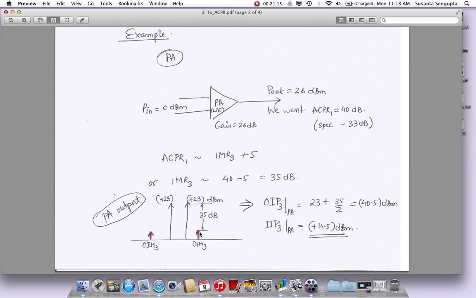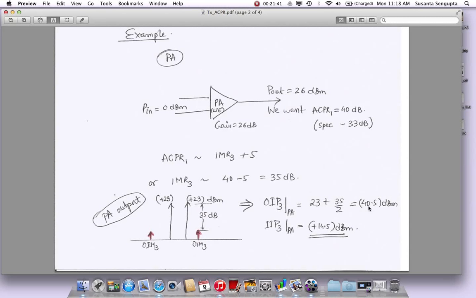If I just do this, I don't need to know how low the output IM3 value is. OIM3 is output IM3 because this is also P out. What I can directly calculate is what should be the output IP3 of the PA. The output IP3 of the PA should be the fundamental power, which is 23, plus IMR3 by 2, 35 dB by 2, which should be roughly around 40 dBm. So that's a pretty big number.